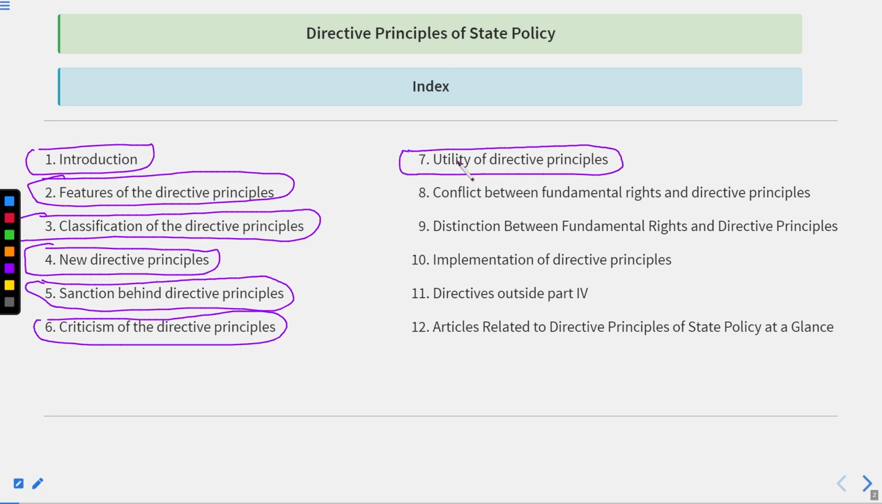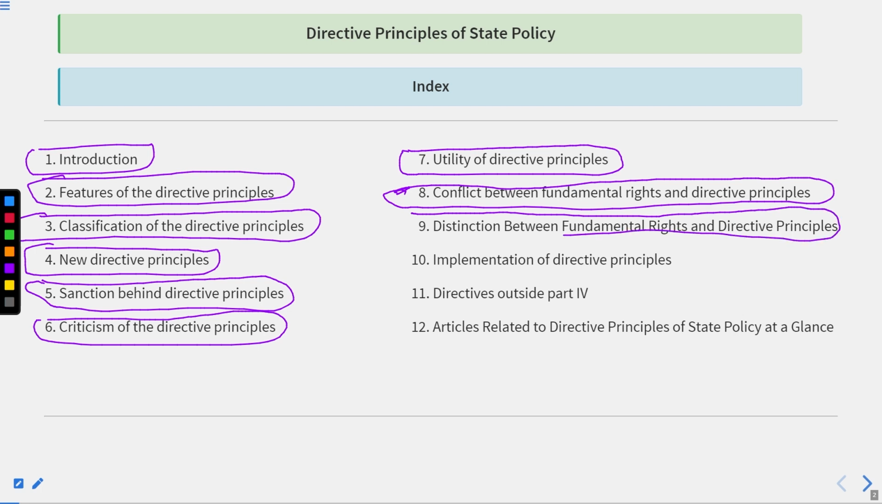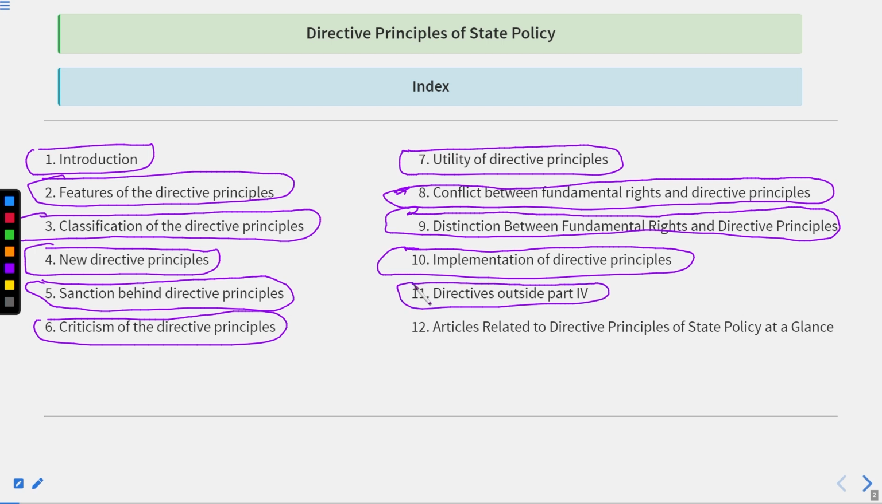Utility of directive principles, conflict between fundamental rights and the directive principles, distinction between fundamental rights and the directive principles, implementation of directive principles outside Part 4, and the articles related to directive principles of state policy at a glance. All right, these are the topics which we have scheduled for the discussion.